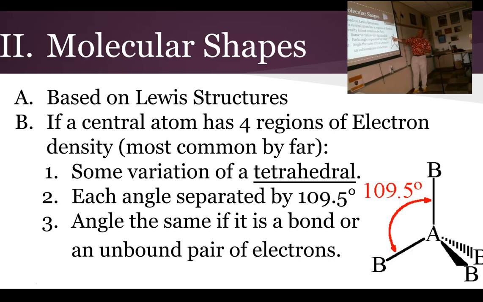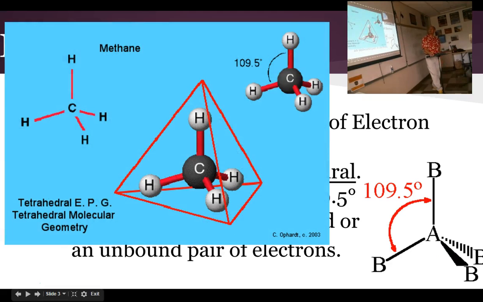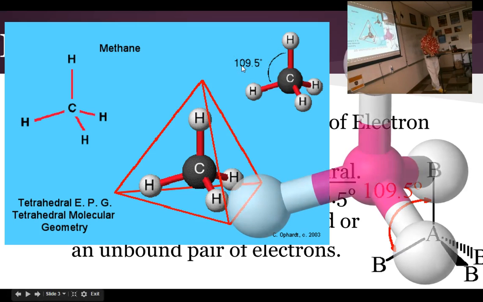Sometimes you'll see a little bit of variation with that depending on what is joined over here. Sometimes it's an atom with a very high electronegativity, and so it pushes the other things a little bit further away from it. But generally speaking, 109.5 degrees is the angle you find. Okay, so here's some examples. This is methane. And methane has a central carbon and 4 hydrogens, CH4. And so you'll find that 109.5 degrees in the molecular shape of methane.